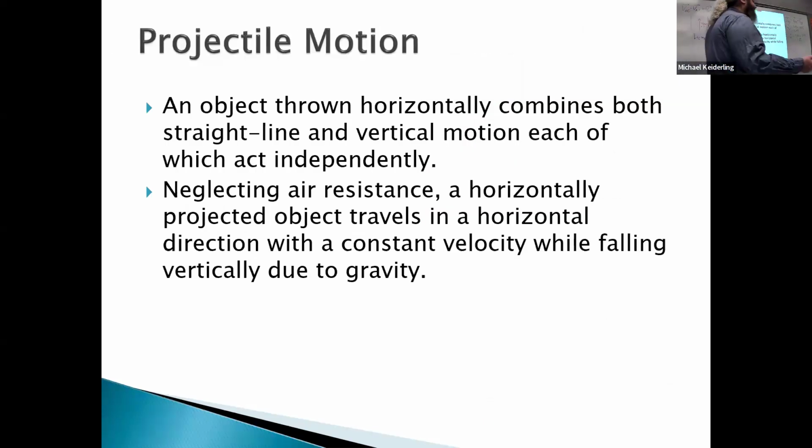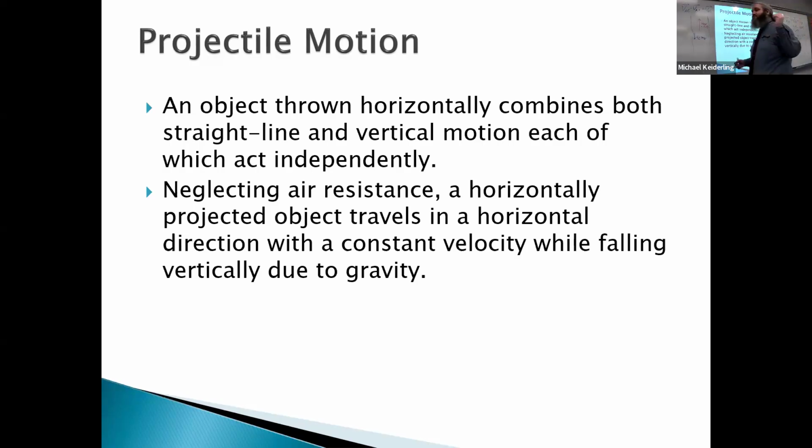When you throw something horizontally, you get a combination of both vertical motion and horizontal motion. So if I throw something like this from one hand to the other, probably easier that way.